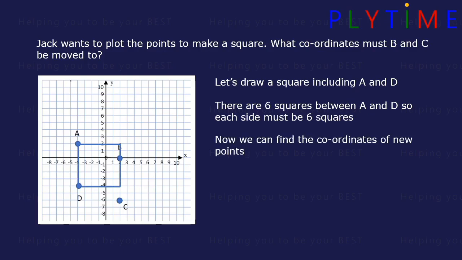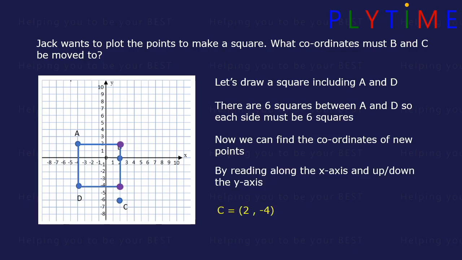Now we can find the coordinates of the new points B and C. By reading along the x-axis and up or down the y-axis, we can find the coordinates. C must be 2 and -4, and B must be 2 and 2. That creates the square.